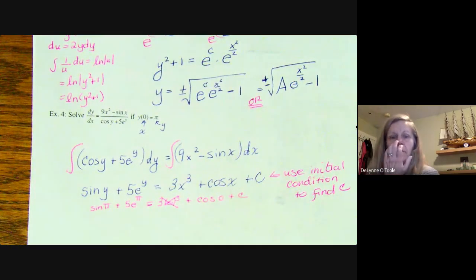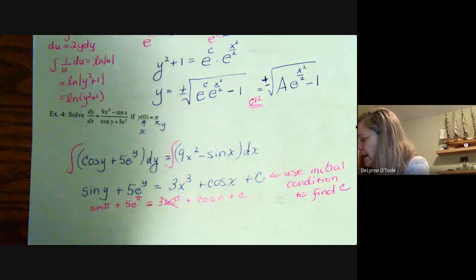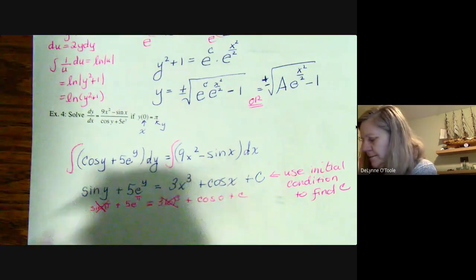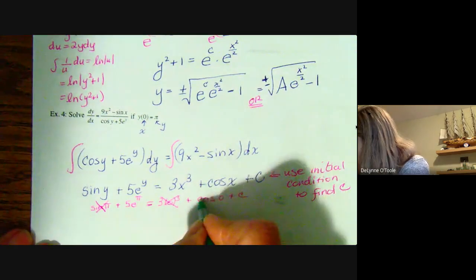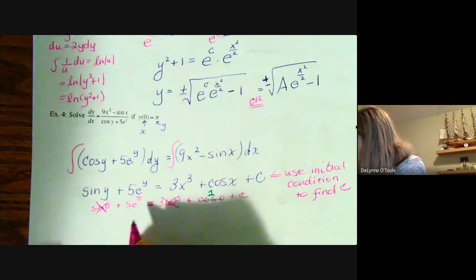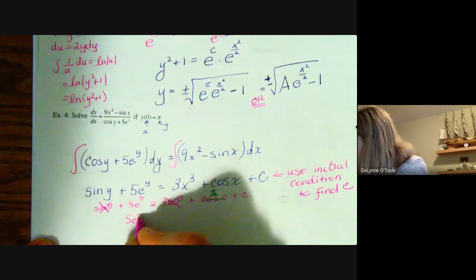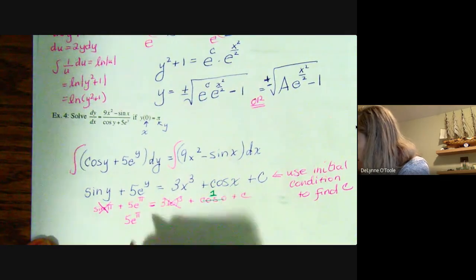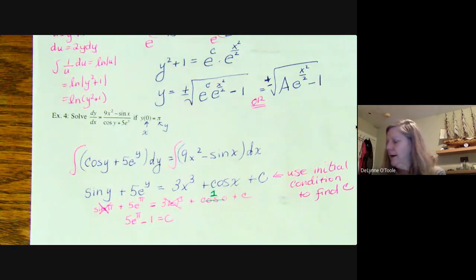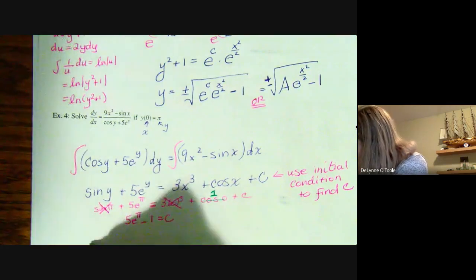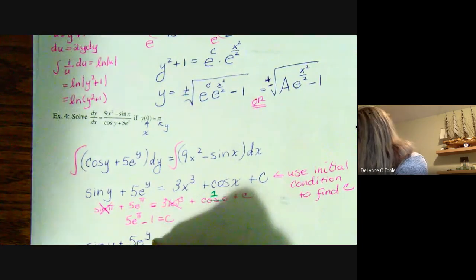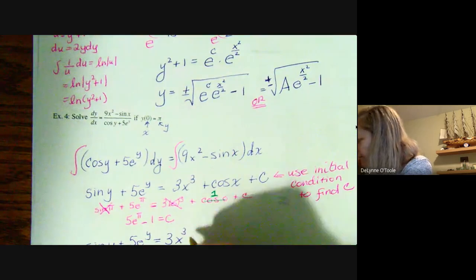Okay, and now I solve for c. Sine of pi is also 0. Okay, so that's gone. Cosine of 0, that's the same thing as 1. So I'm going to move that 1 to the other side, and I calculate that c is equal to 5e to the pi minus 1. Okay, and now I'm going to rewrite my solution with c added in.